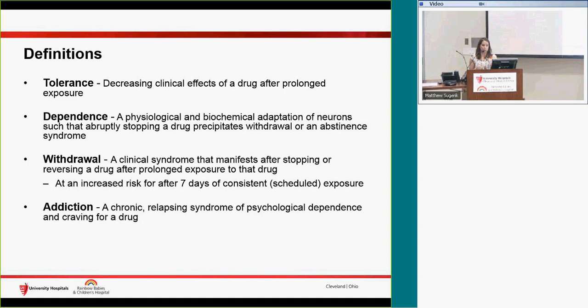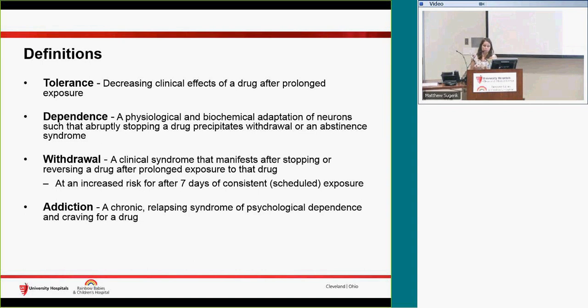An example for tolerance, dependence, and withdrawal: I'm from Rainbow, so think of patients in the PICU or the NICU who are intubated and sedated with fentanyl and Versed drips for a prolonged period of time. They develop tolerance, so they end up having to go up and up on those drips to make sure that patient stays comfortable. If they've been on it typically for 5 days, you have about a 50% chance of withdrawal. At 7 days, you have more or less a 100% chance of withdrawal, so you've developed a dependence.